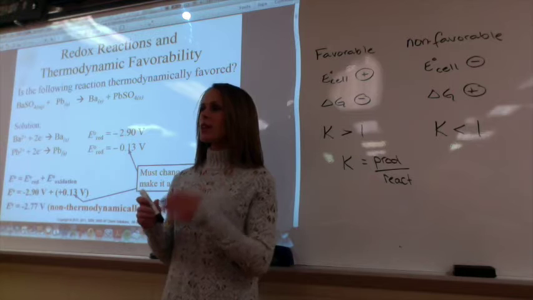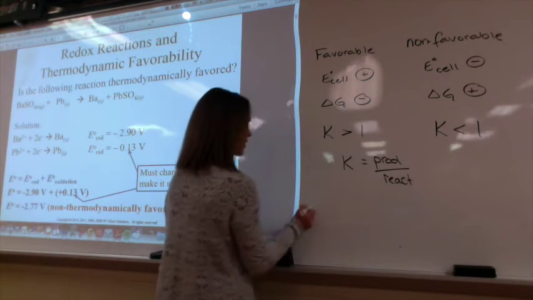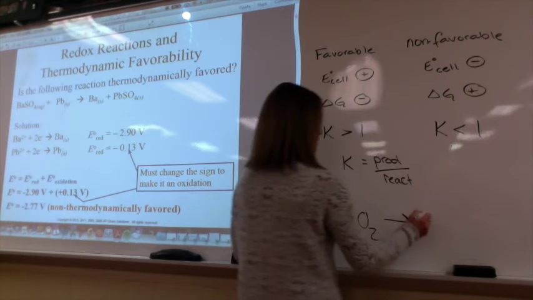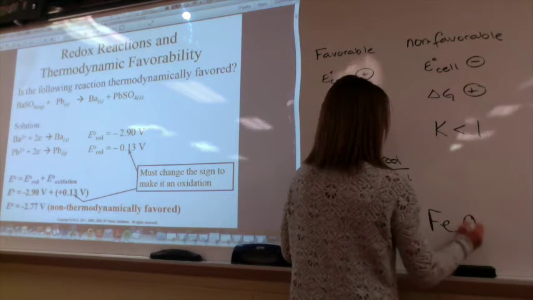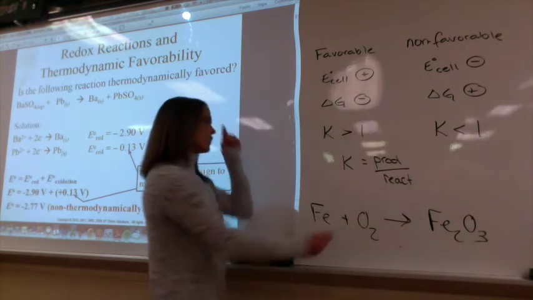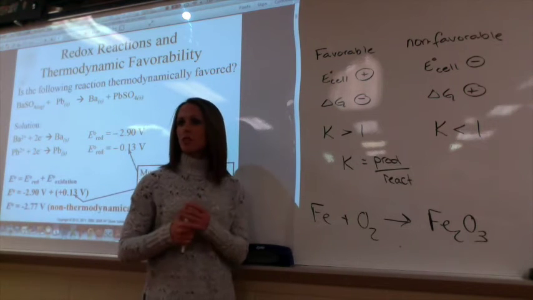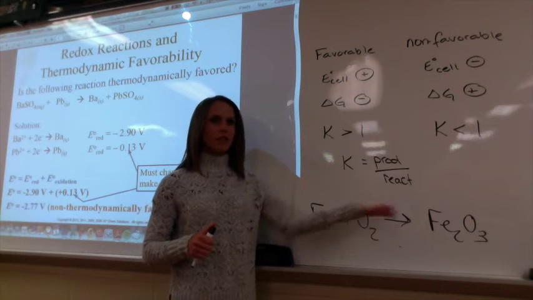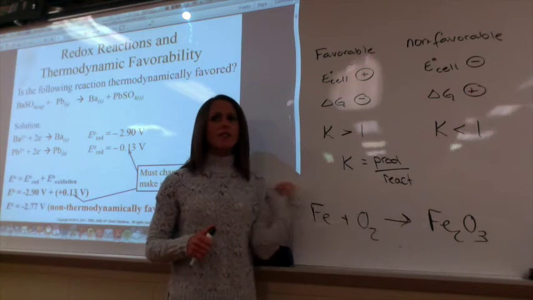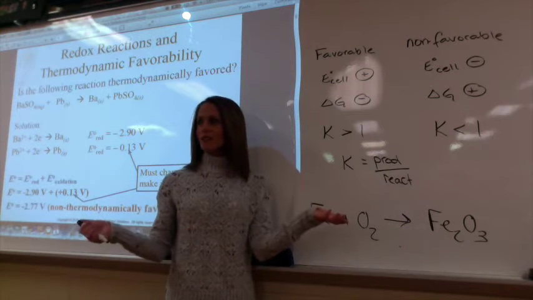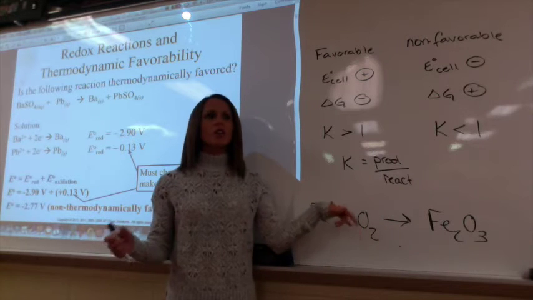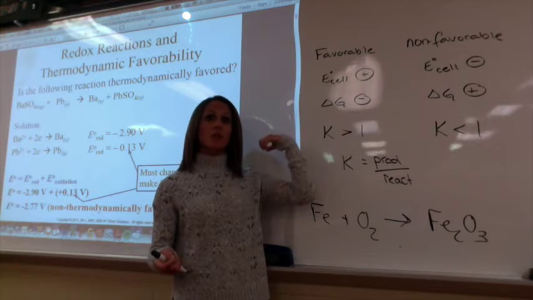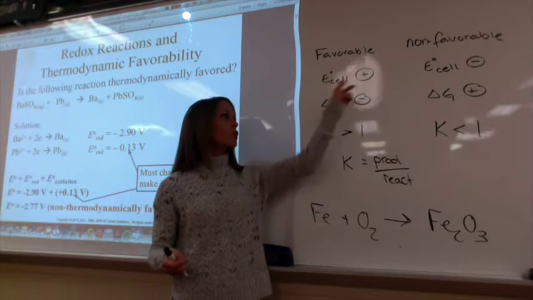Because we know things like, for example, if I have iron plus oxygen, I get rust, right? This is a favorable reaction. So that delta G is negative, isn't it? That happens. Iron in air rusts. Does rust unrust when you just leave it out? No, that's unfavorable. So if a reaction is negative in one direction, it's going to be positive in the reverse direction.